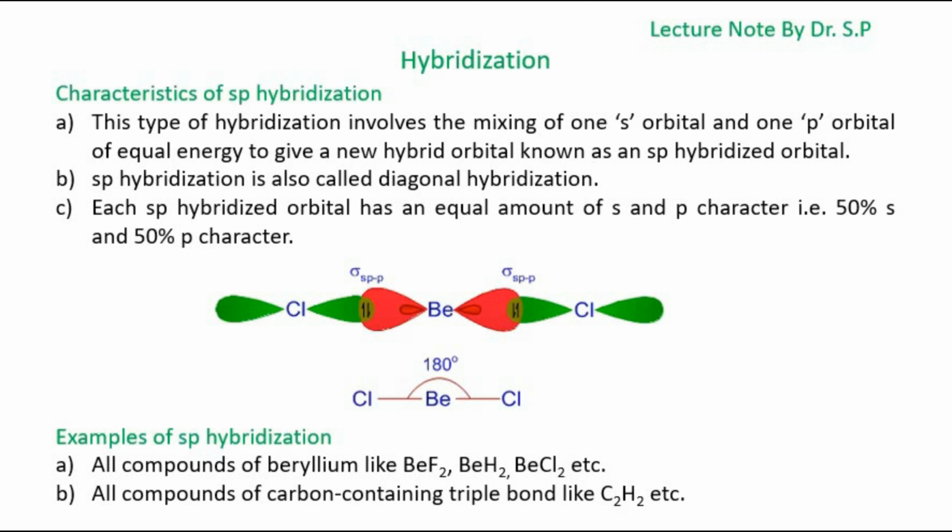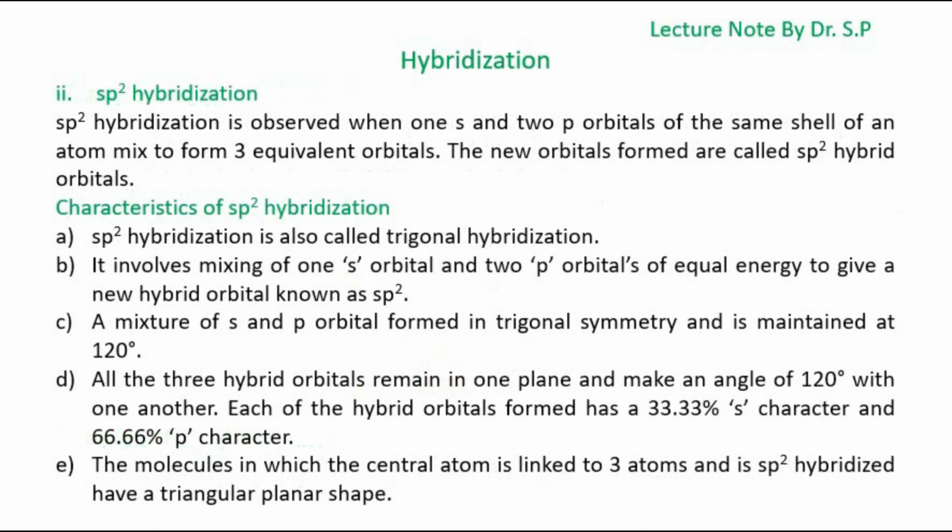Examples of sp hybridization. All compounds of beryllium like BF2, BH2, BCl2 etc. All compounds of carbon containing a triple bond like C2H2 etc. Here in the figure we can see hybridization of BCl2. Here we can see the mixing of one s orbital and one p orbital of equal energy to give a new hybrid orbital. Here the bond angle is 180 degrees, which is linear in structure.